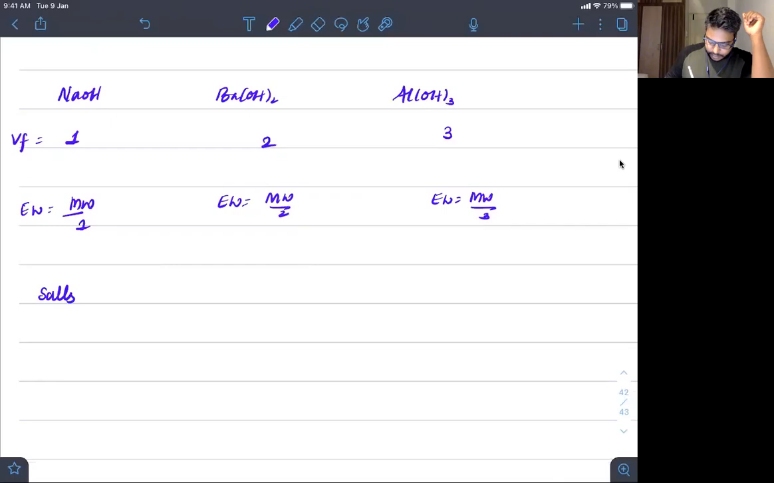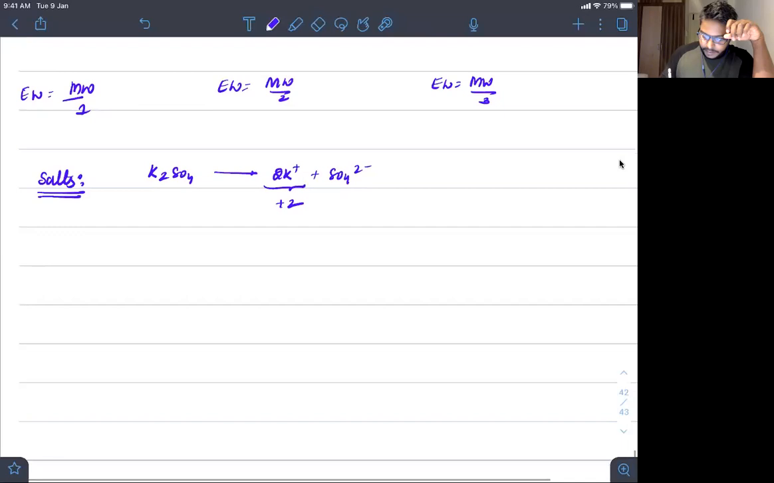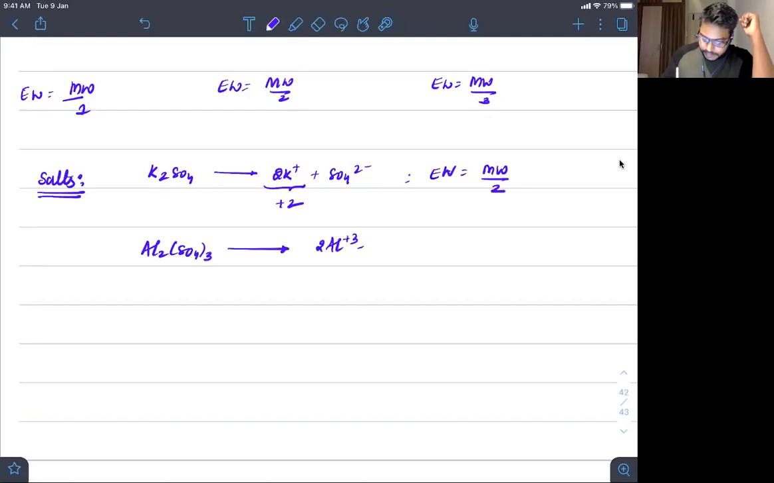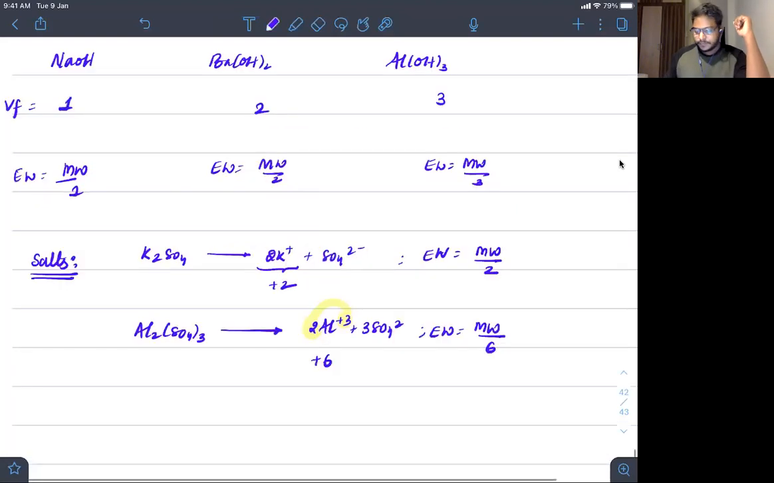Salts. For salts, you need to check the total positive charge. For example, K2SO4 will split as 2K plus and SO4 2 minus. So the total positive charge is plus 2. Hence, the equivalent weight here will be molecular weight divided by 2. Suppose you have Al2(SO4)3, which has 2 aluminium 3 plus and 3 SO4 2 minus. This is 2 times 3, which is 6 positive charge, and 3 times 2, which is 6 negative, which means the equivalent weight will be molecular weight divided by 6. That will be the equivalent weight.